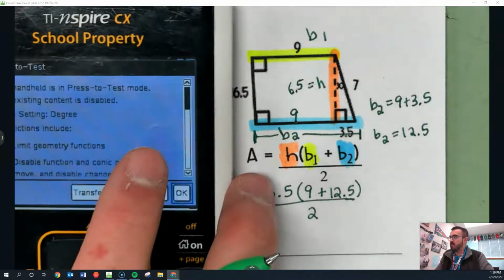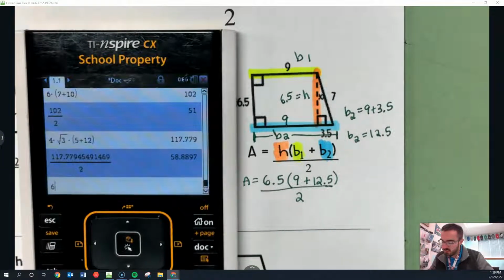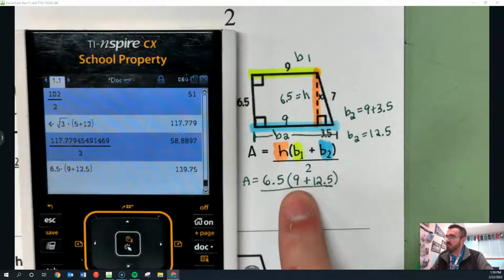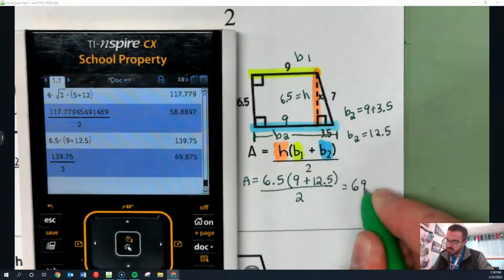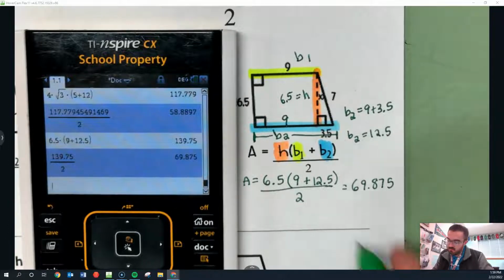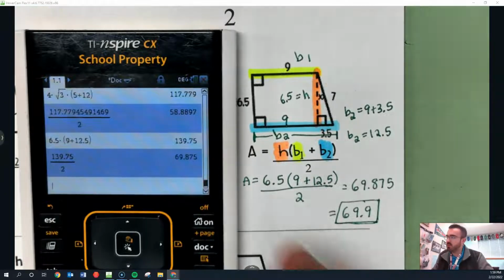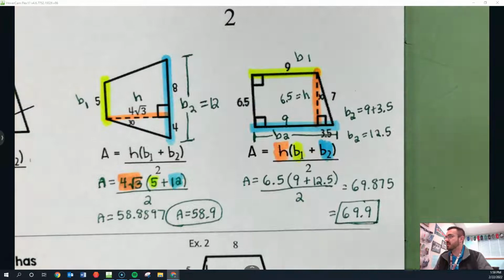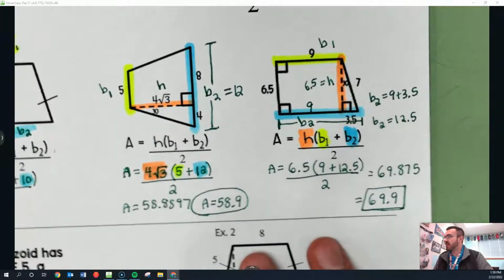Okay, I'm going to zoom out a little bit. So we would get 6.5 times, I would put 9 plus 12.5 in parentheses, click enter. So I'd put all that in parentheses, and then I would divide that number by 2, and I would get 69.875. I'm going to round that to like 69.9 units. On the homework, your teacher will be clear about how much rounding to do, but that should get you started.